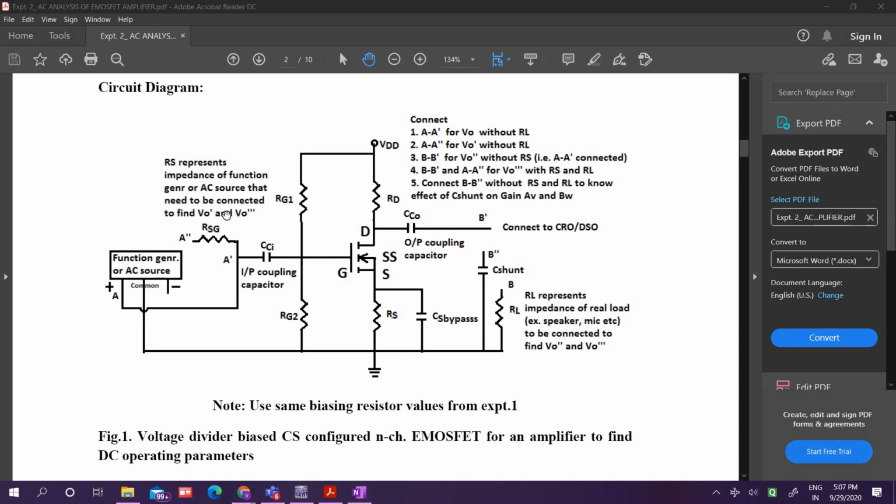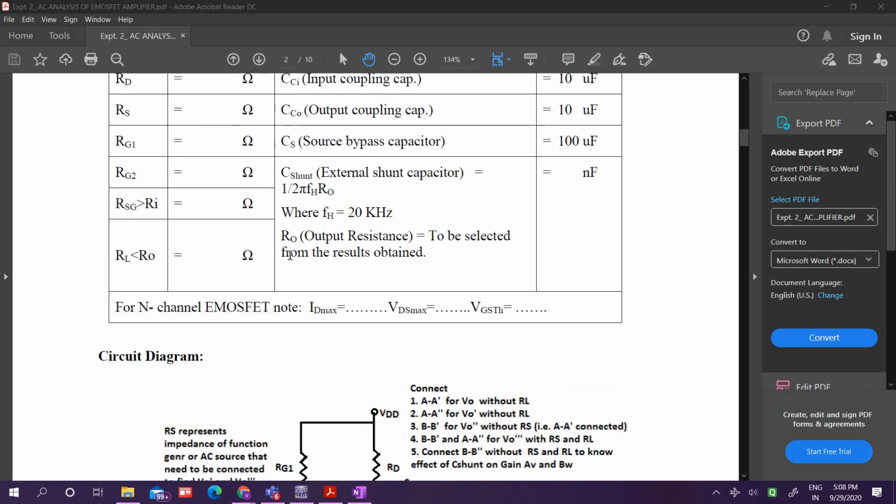For the next step, we have to connect this RSG in the circuit. So we have to increase the input impedance of the network, or this can be called the source input impedance. So this value has to be greater than the RI value. In the last experiment, we calculated the RI value. So RI value is nothing but this voltage divider network value. If we calculate the RI value, it is nothing but 20 into 10 upon 20 plus 10, so it will be around 6.6 mega ohms. So that is the RI value, and this RSG will be chosen greater than the RI value. So here it is written that RSG must be greater than the RI value.